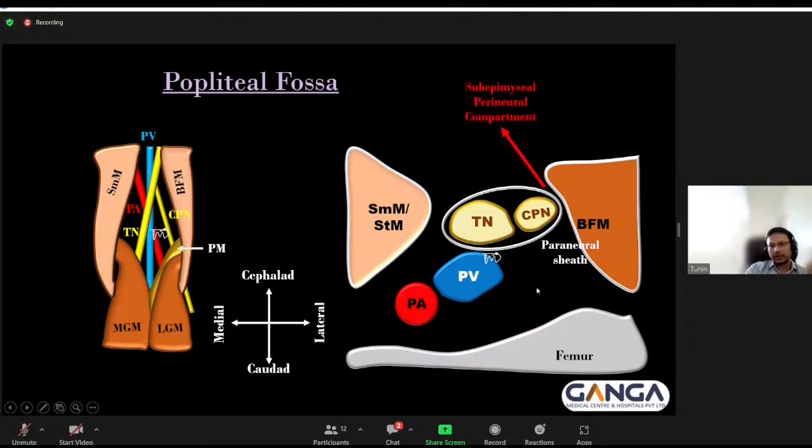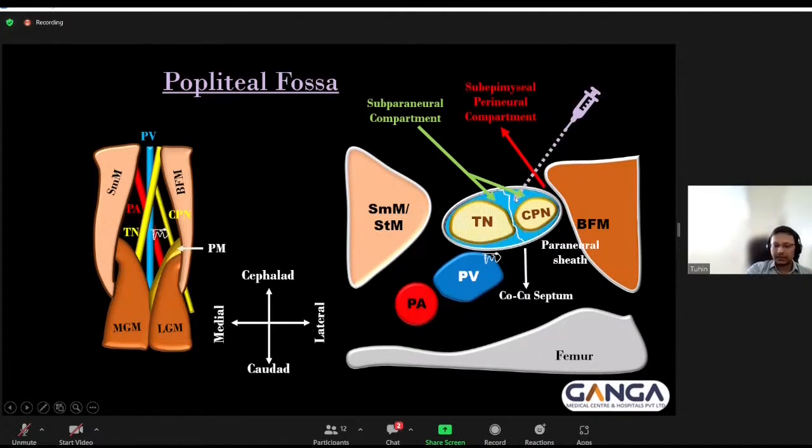So at the popliteal region, there are two compartments. One is a subepimysial perineural compartment that is in between the paraneural sheath and the epineurium of the muscle. And another is the subparaneural compartment that is deep to this white color paraneural sheath. So our area of interest or the sweet spot or the destination of local anesthetic is inside this paraneural sheath. While injecting, we should pierce the paraneural sheath and inject the drug inside.